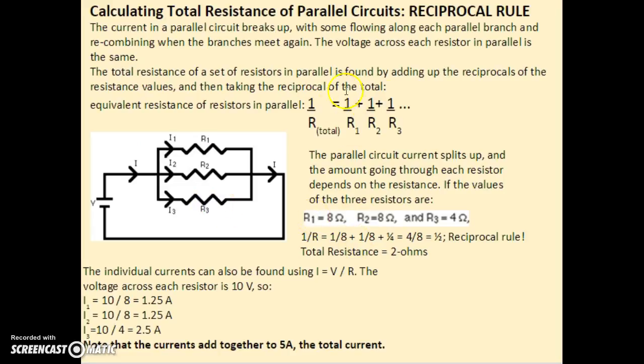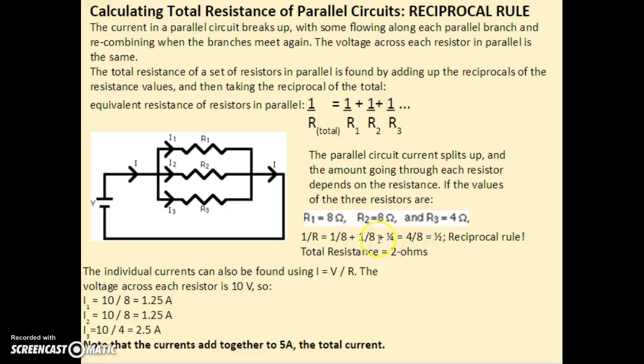Based on the reciprocal rule, and this is different from what we're also going to be working on, I'm showing you 2 ways. This one uses the reciprocal rule. So 1 over 8 plus 1 over 8 plus 1 over 4 equals 4/8, that's 1/2. But then the reciprocal rule comes into play. So 1 over 2, if I reciprocate this number, becomes a total resistance of 2 over 1. So my total resistance is 2 ohms. 1 over 2, if I flip that, I get 2 over 1. So this is the reciprocal rule using this process.